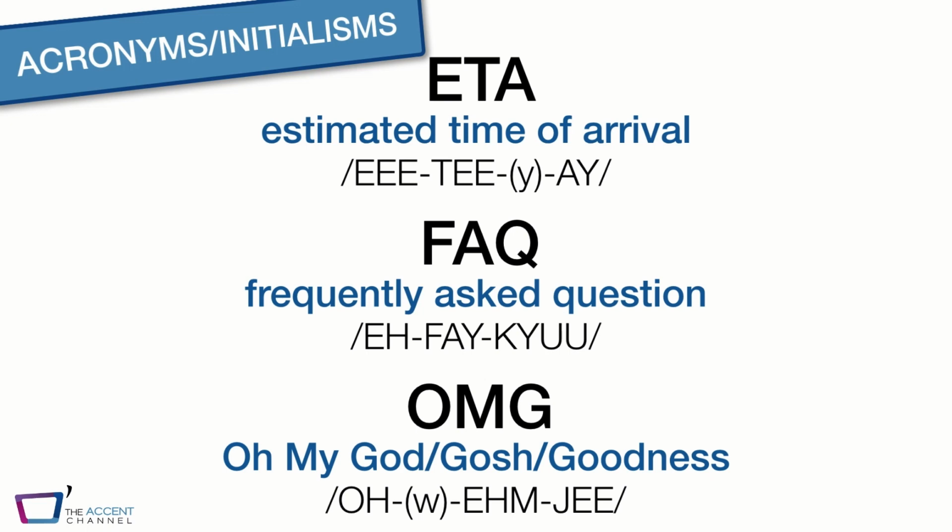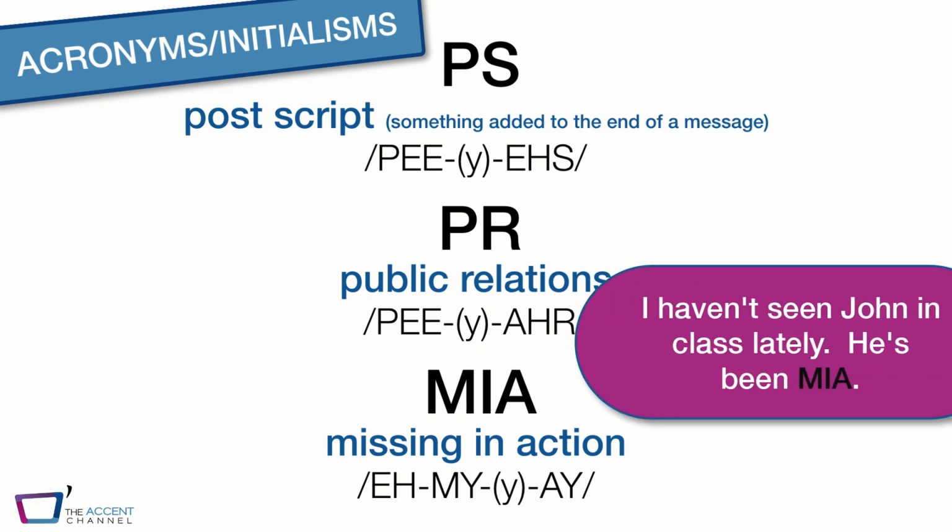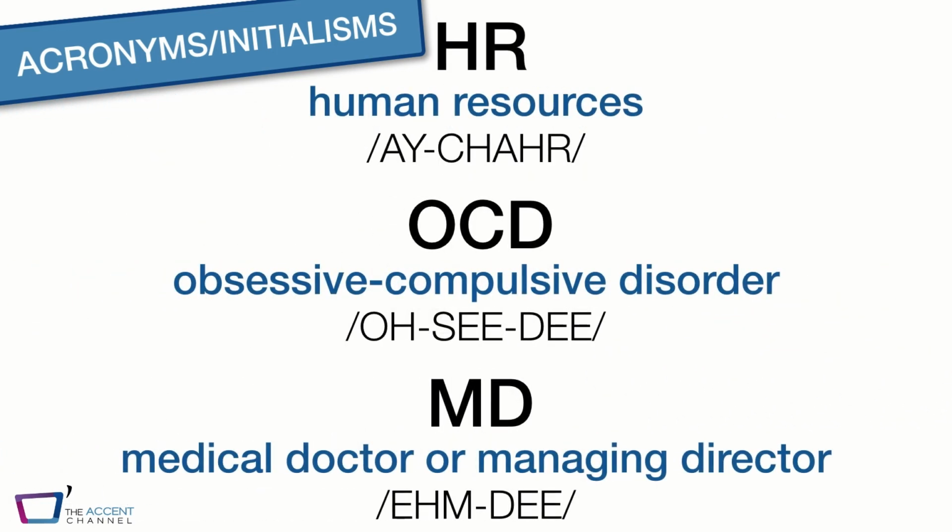OMG. I say that one much too frequently for my age. I need to work on cutting back on OMG. It's just so expressive. Anyway, PS. PR. MIA. We use this acronym as an idiom sometimes to describe someone that you haven't seen in a long time. So they're not technically missing in action, but you might describe it that way because you haven't seen them for a while. For example, I haven't seen John in class lately. He's been MIA. So that's how you'd use it. HR. OCD. MD.